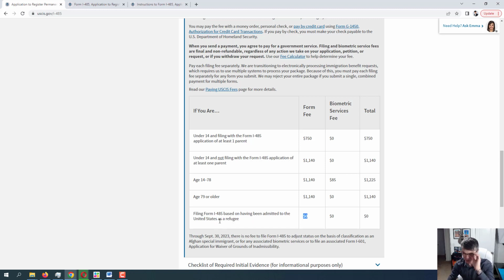For asylees, unfortunately, it's not $0, which is, I think, very unfair. But it's basically the same status, refugee and asylee. It's just that you're getting your asylee status when you're here, you're applying for it. For the refugee, you're applying from outside of the United States. So it's really the same thing. I don't know why it's only for the refugee that it is $0, but whatever. It is what it is.